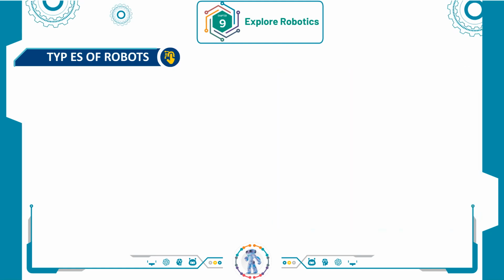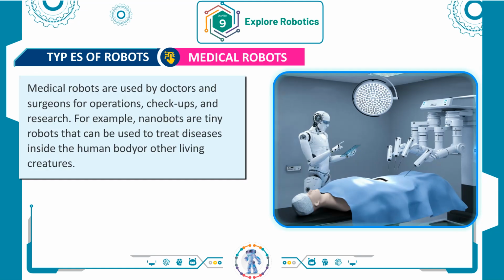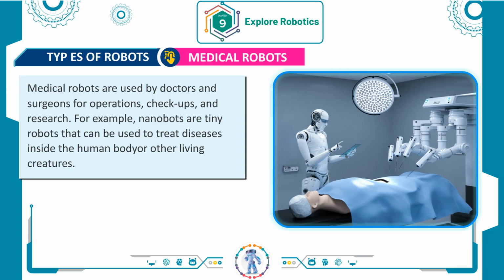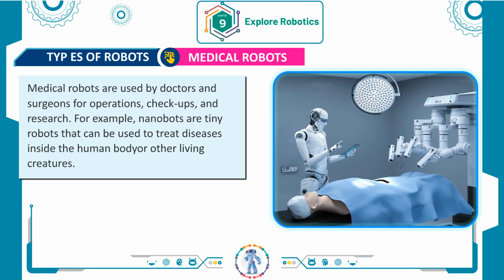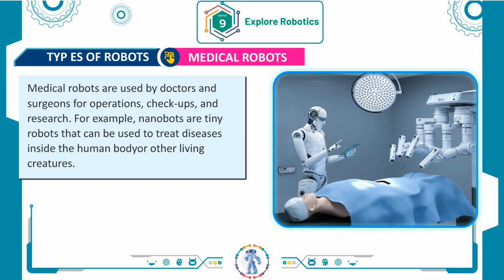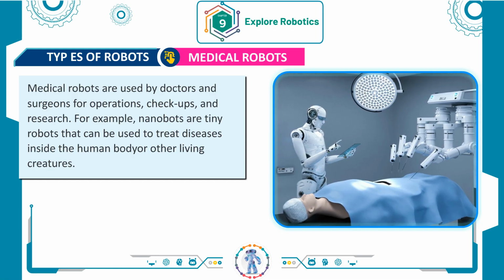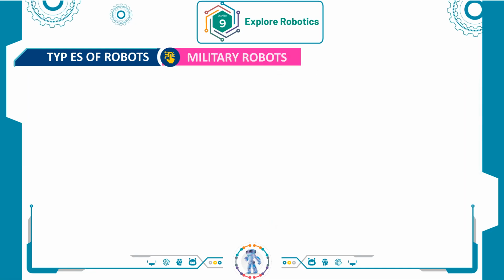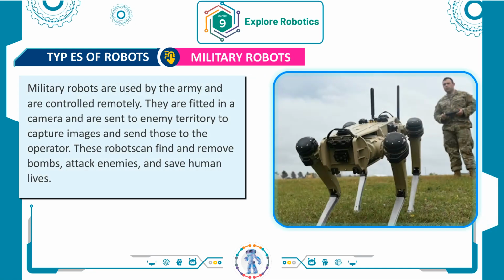Medical robots. Medical robots are used by doctors and surgeons for operations, checkups, and research. For example, nanobots are tiny robots that can be used to treat diseases inside the human body or other living creatures. Military robots. Military robots are used by the army and are controlled remotely.